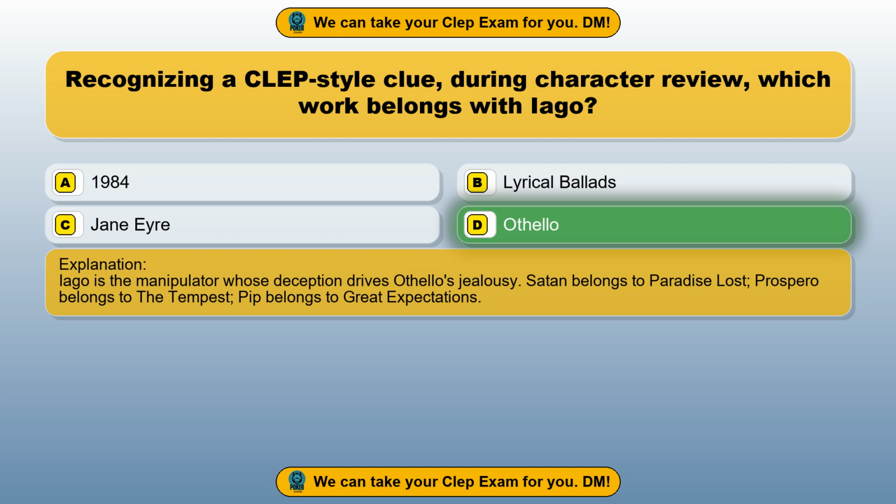Iago is the manipulator whose deception drives Othello's jealousy. Satan belongs to Paradise Lost, Prospero belongs to The Tempest, Pip belongs to Great Expectations.